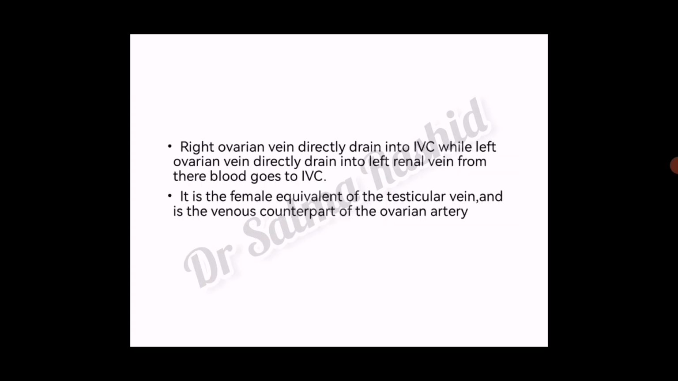Now right ovarian vein directly drains into inferior vena cava, while left ovarian vein directly drains into left renal vein. From there blood goes to inferior vena cava. It is the female equivalent of the testicular vein and is the venous counterpart of the ovarian artery.